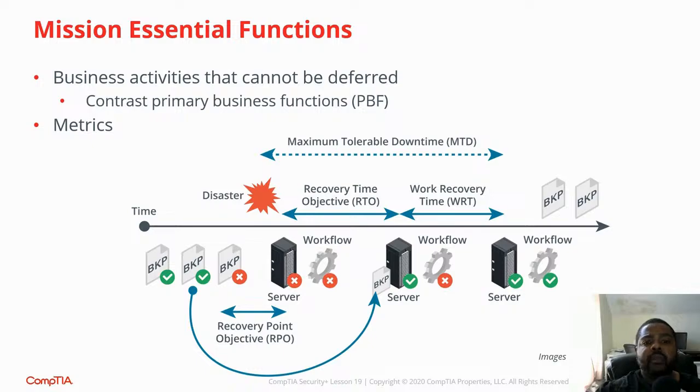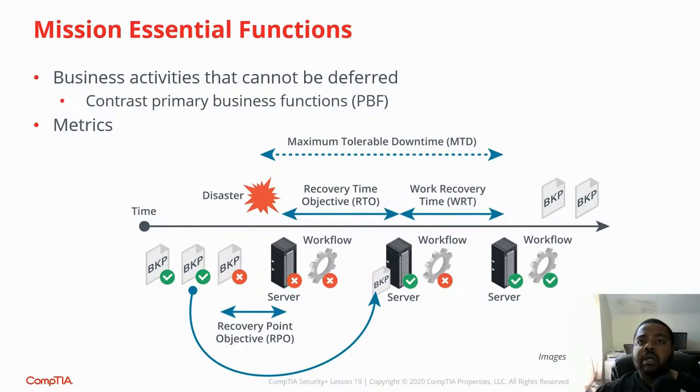Now, in the slide that you see here, the workflow has the data going through different types of servers. If one of those servers were to break or go down, what's the maximum tolerable downtime that we can have in order for business to still remain functioning? Or what's the maximum downtime that we can have to where our customers are not complaining about business? So we want to make sure that we understand that time frame.